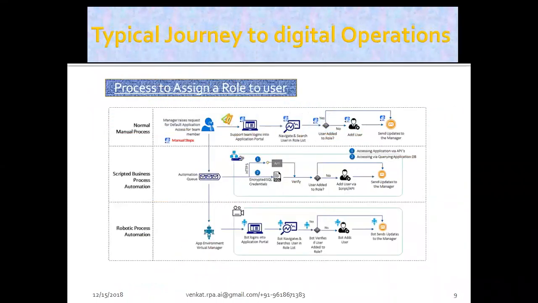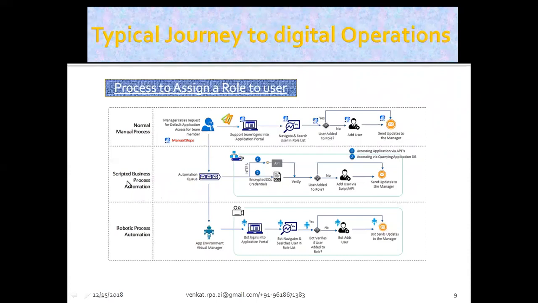I just kept one simple process here. Say, for example, your manager asks a developer to assign a role to a user. Look at how big the process is in the first row here. One person will be there. He will log into a system, and then he will search whether that user has a specific role or not, and if not, he will add it. And then he will send an email to the manager. So it's all a manual process.